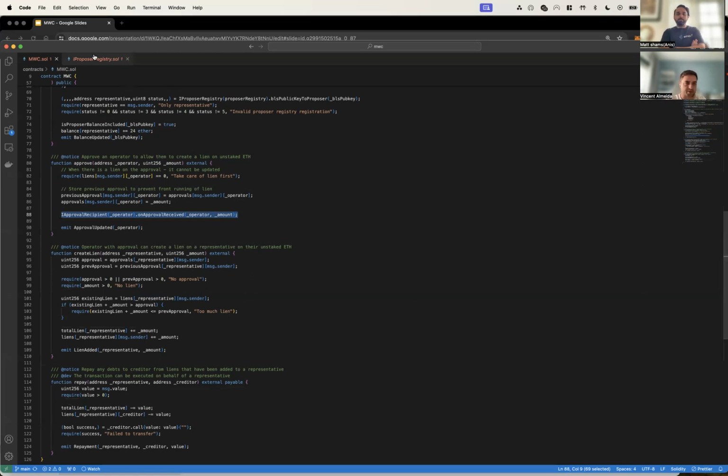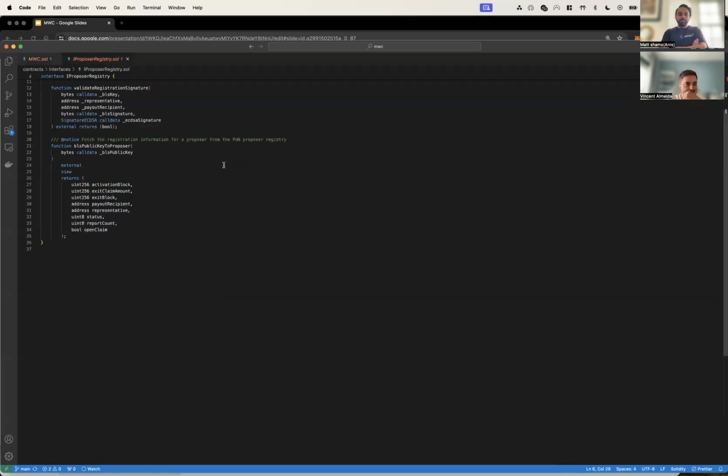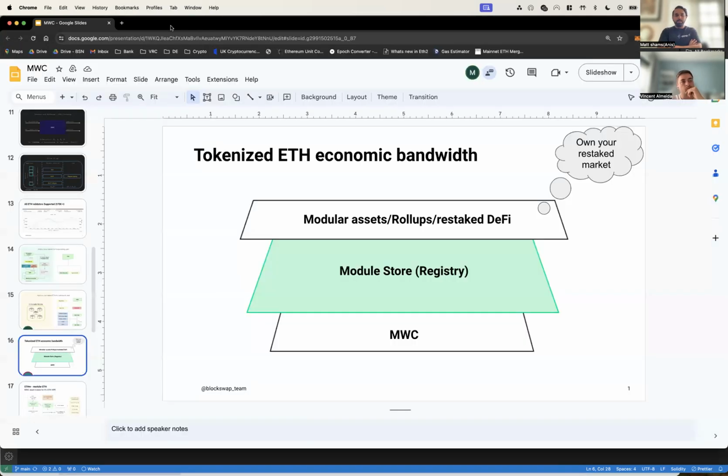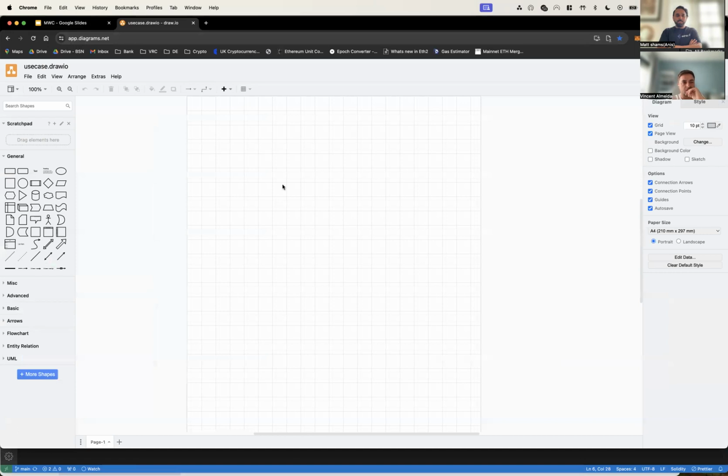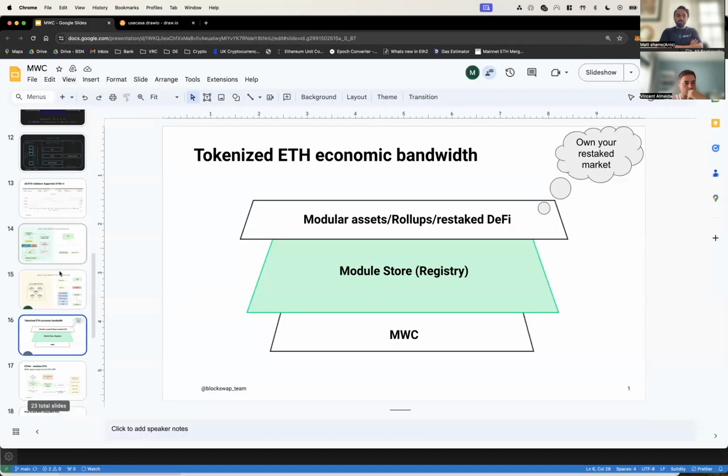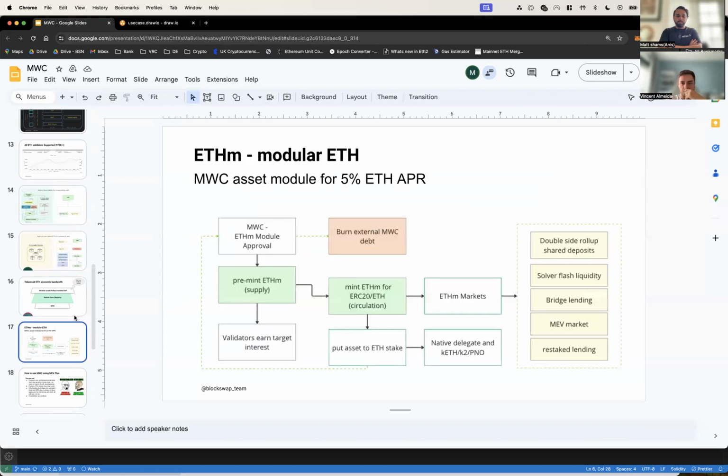Yep, that's exactly right. It's been there for almost a year now. So you do it step by step. Let's take a use case, right? You want to go back and say let's give an MWC some superpower. If you want a use case, ETHm, maybe you want to show the slide first and then go to the ETHm. Okay, that's a good idea. Yeah, let's talk about this.